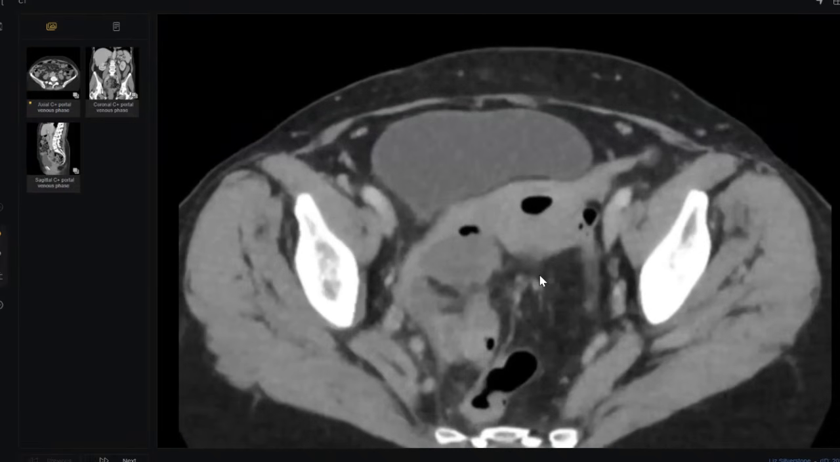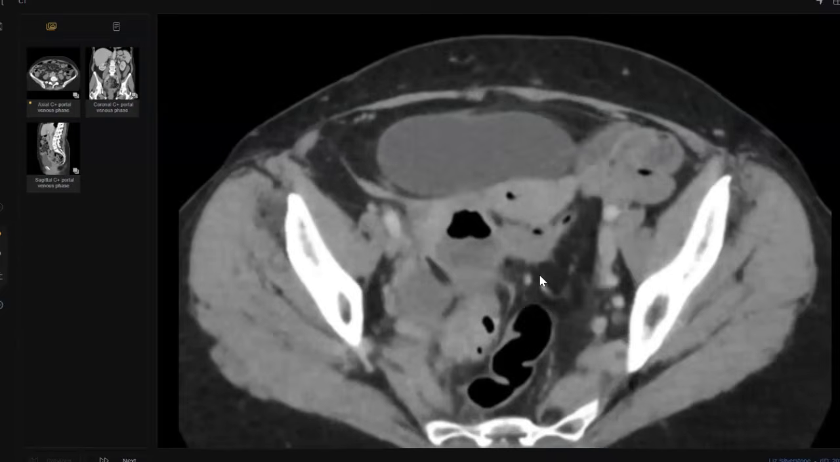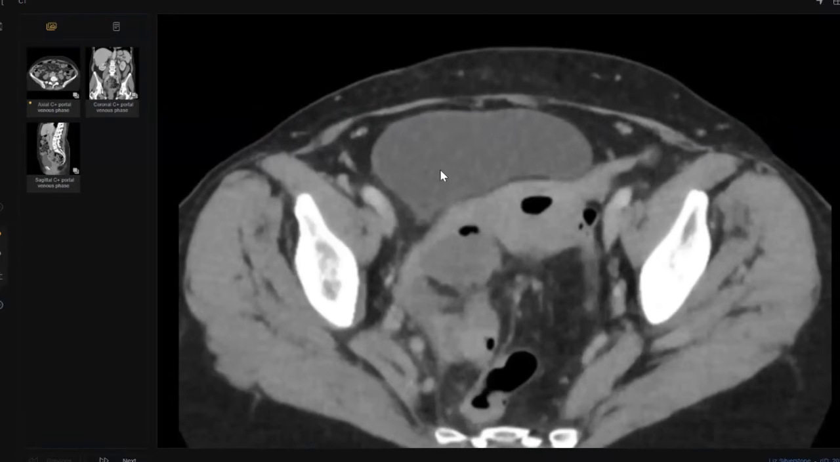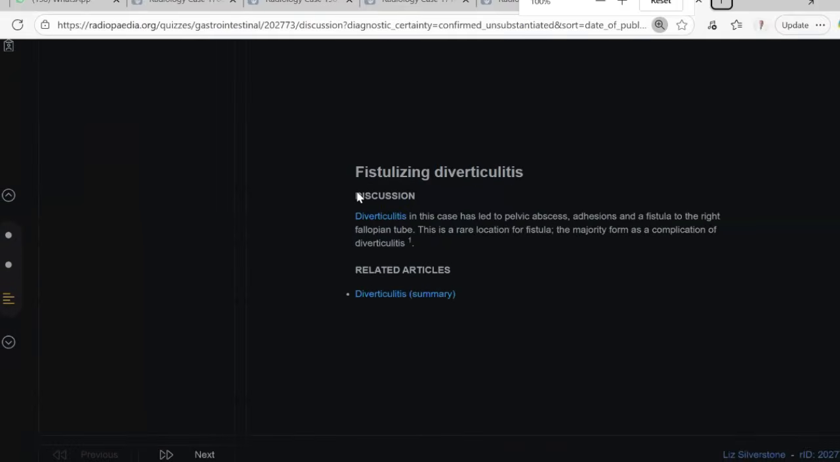Anyway, the most important for us: don't be satisfied with search. Please don't be satisfied with search. Thank you, doctor, so much. Thank you. This case was a fistulizing diverticulitis. Fistulizing diverticulitis.